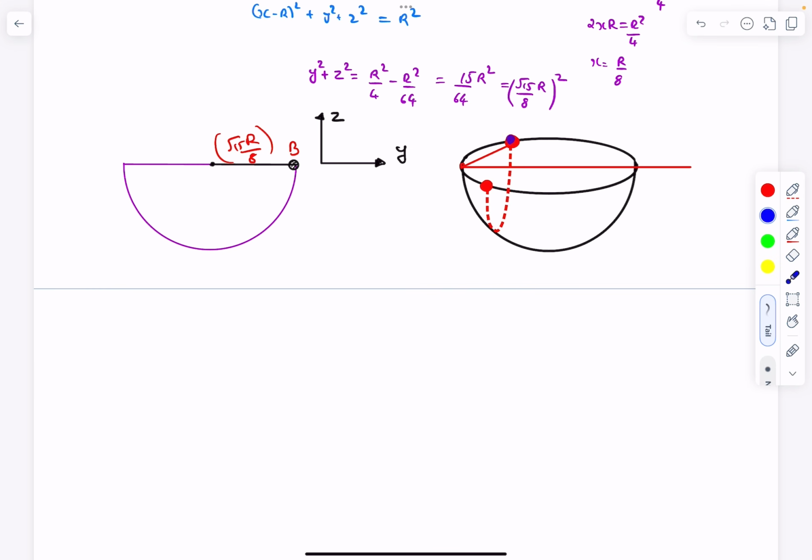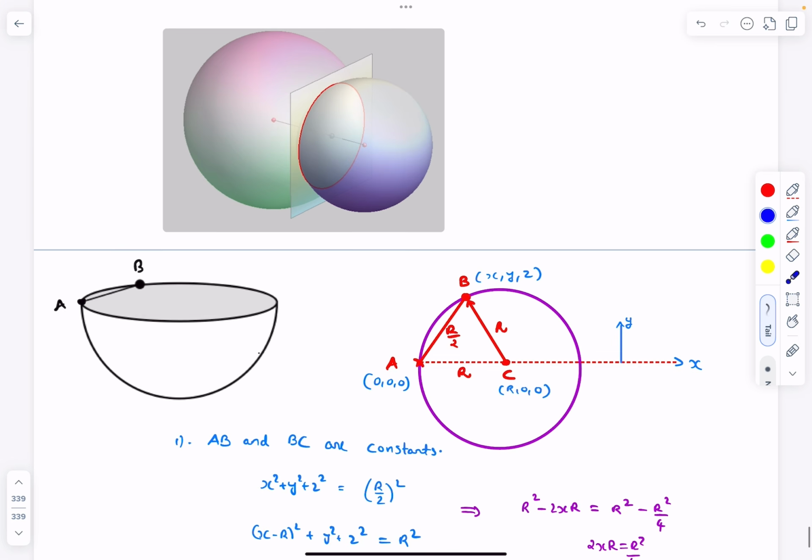So the particle, once we release it, will move along this trajectory, which we determined is a circle whose radius is root 15r by 8. And the center of this circle lies over here. Now we can also visualize this geometrically. These are the equations of two spheres, right? So the intersection of two spheres will give us a circle.